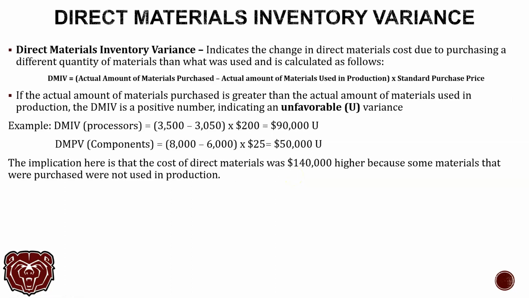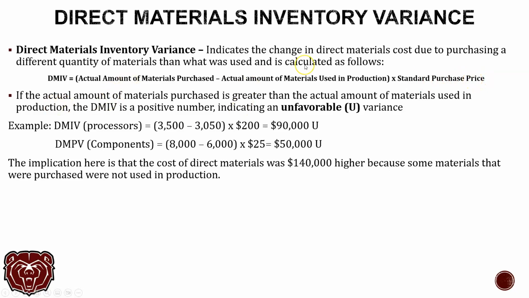Talk about the last one here, the direct materials inventory variance. So what this tells us is that the change in direct materials cost is due to the different quantity of materials that we used, right? Or purchasing a different quantity of materials than what we actually used. So we purchased more, we purchased less than what we actually needed. We calculate that by taking the actual amount of materials purchased minus the actual amount of materials used in production, and you multiply that times your standard purchase price.